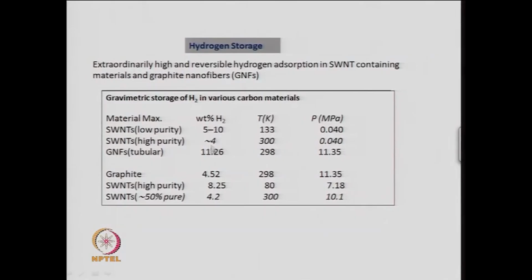So, high purity nanotubes store 4 weight percent at 300 K, whereas low purity nanotubes can store 5 to 10%, but at a much lower temperature. So, a much lower temperature means it is not so good for applications. You need to store at room temperature, because if you store at low temperature, that means you are going to spend money to refrigerate, etc.